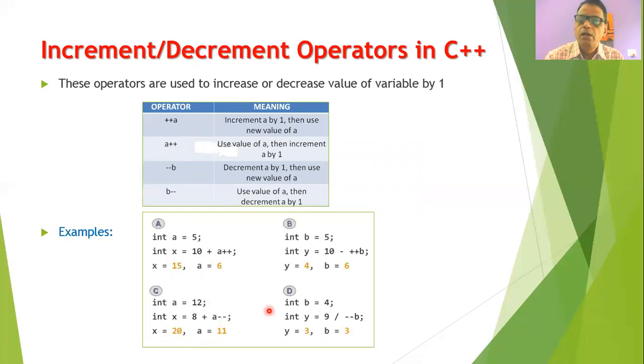In the fourth example, one can find that b is equal to 4 and then y is equal to 9 divided by minus minus b. Therefore, b will be decremented by 1, that is it will become 3, and then 9 will be divided by 3 so that we will get y is equal to 3 and b is equal to 3. So from these examples, one can easily observe how it makes a difference when we use the increment operator before the operand or after the operand.